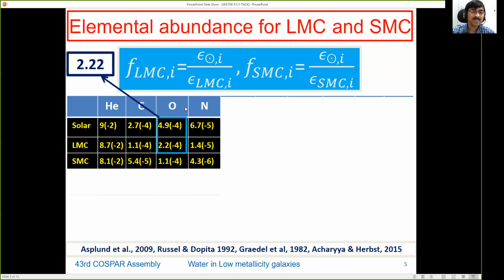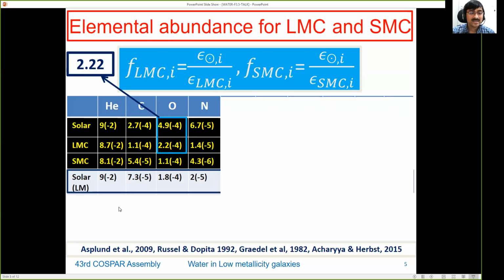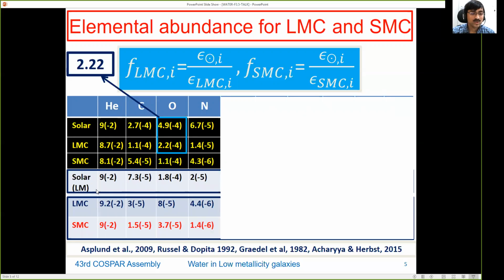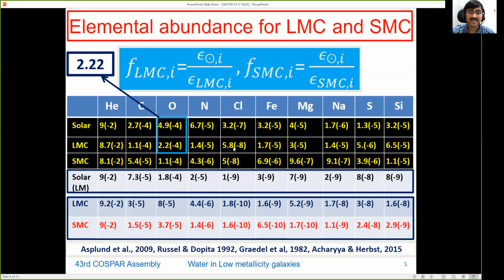For example, let us consider oxygen. The solar value is around 4.19 minus 4, whereas the LMC value is 2.2 minus 4. So the ratio comes to around 2.2. To find the low metal abundance for LMC, we divide the solar abundance by a factor of 2.2. Similarly, the same prescription is used for SMC. Usually in our networks we have all sorts of elements, so we have followed the same prescription for all the elements.